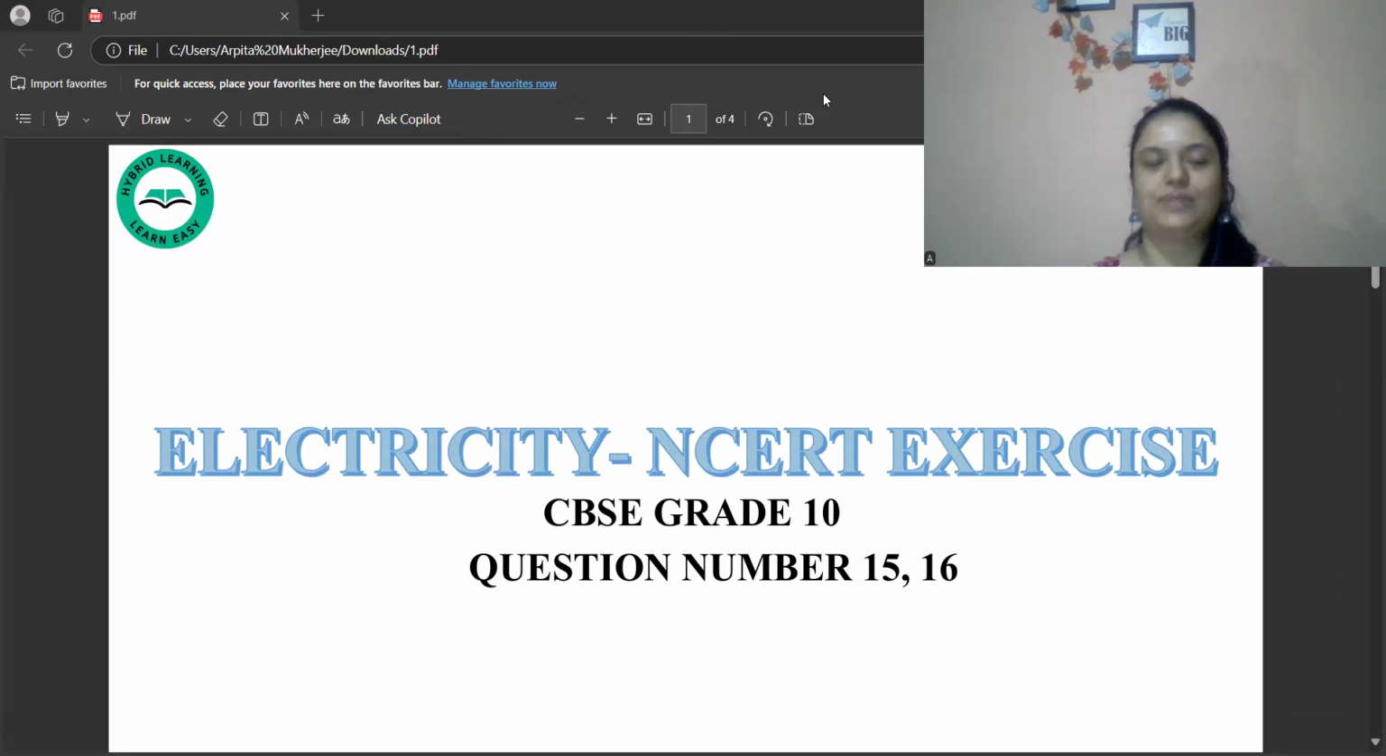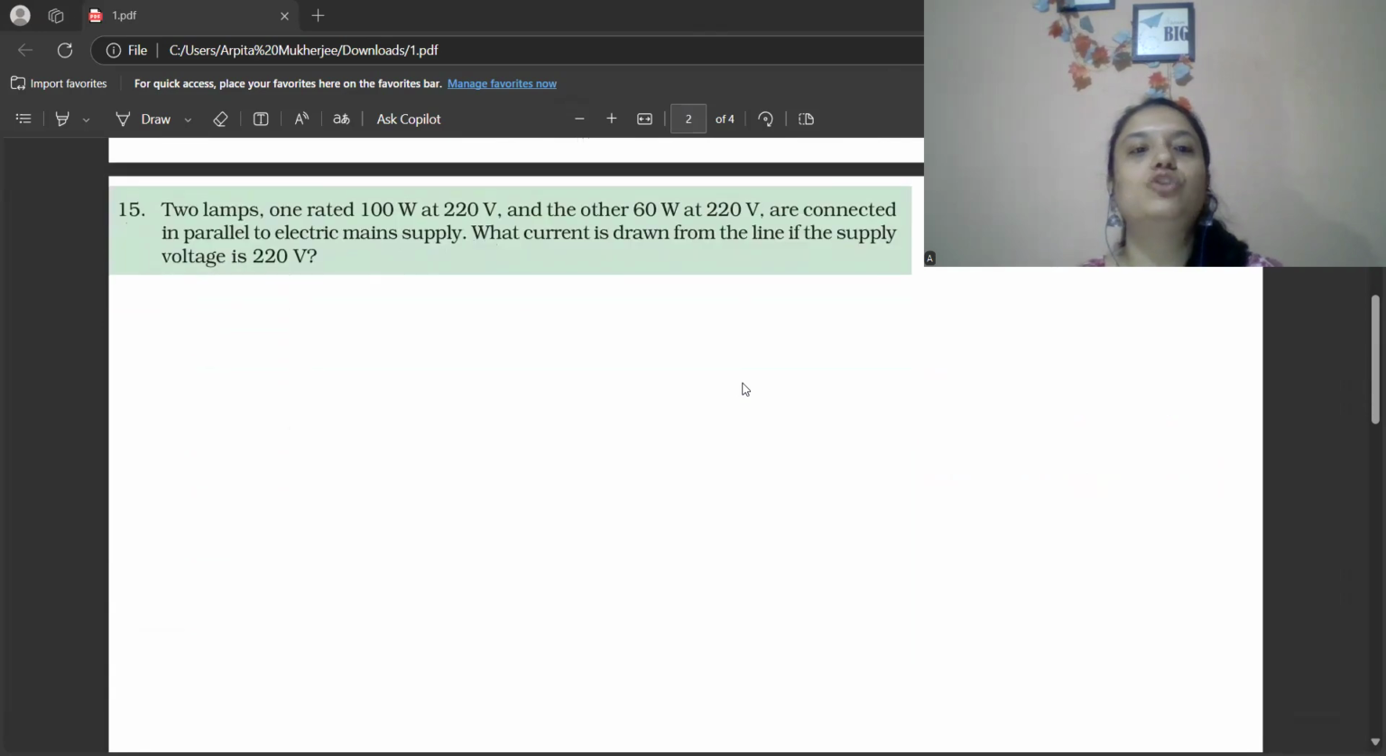So let's get started. Question number 15: two lamps, one rated 100 watt, 220 volt, and the other 60 watt at 220 volt, are connected in parallel to the electric main supply. What current is drawn from the line if the supply voltage is 220 volt?